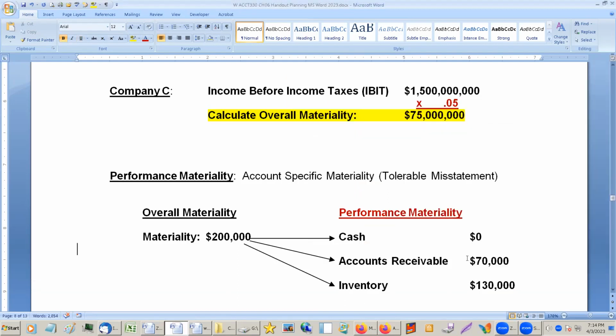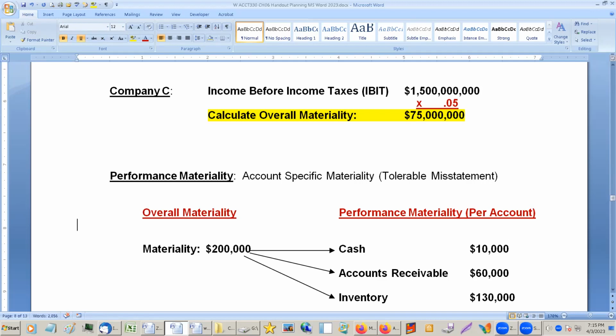Performance materiality is giving it to each individual account. So in this case, if you're going through the cash account and you came across a statement of $10,000, that's material. Accounts receivable, if you had a problem of 60,000, that's material for accounts receivable, inventory, and so on. So you get an idea. If you're given one of these accounts to look at, you'll know exactly what amount you're looking for that is material. So overall materiality is the total amount, and the performance materiality is per account. Per is maybe a bad word; it's better to say by account. It's not like they're all the same.